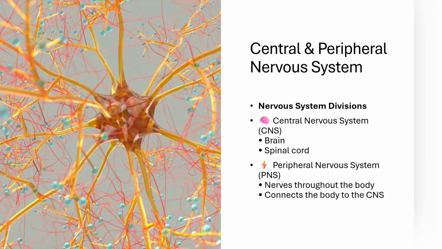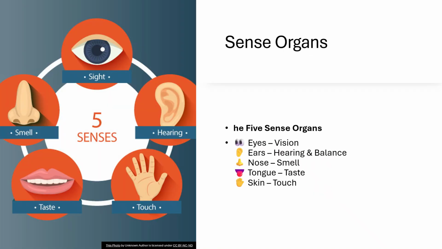The nervous system is divided into the central nervous system and the peripheral nervous system. Together, they carry messages throughout the body. The sense organs help us understand the world around us. They contain special receptors that detect light, sound, smell, taste, heat, pressure, and touch, then send messages to the brain.